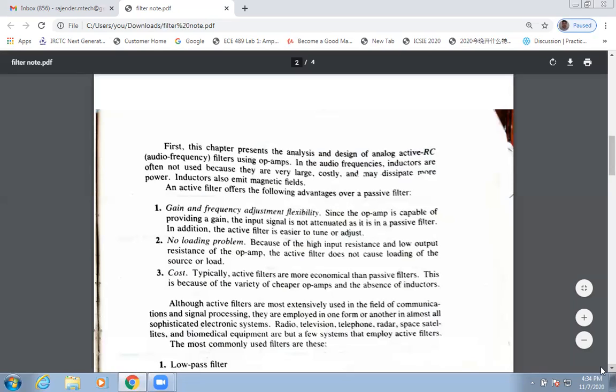Typically, active filters are more economical than passive filters. This is because of the variety of cheaper op-amps and the absence of inductors. The cost of active filters is less as compared to passive filters because more and more cheaper op-amps are available in the market, and secondly there is no use of inductors, that's why they are cheaper in nature.